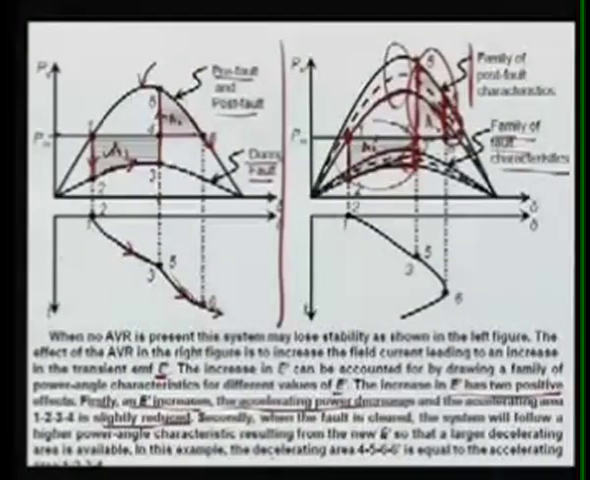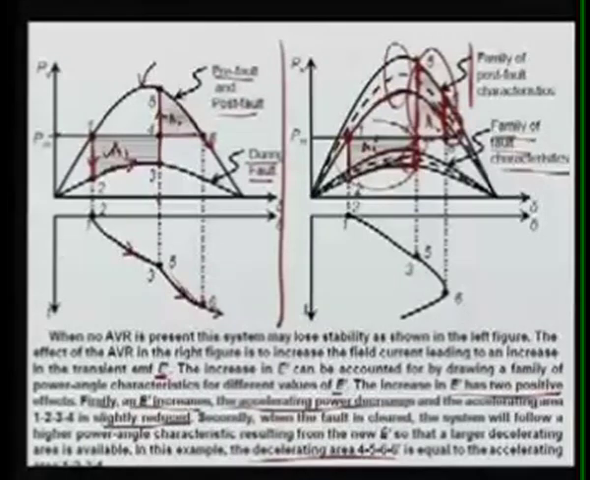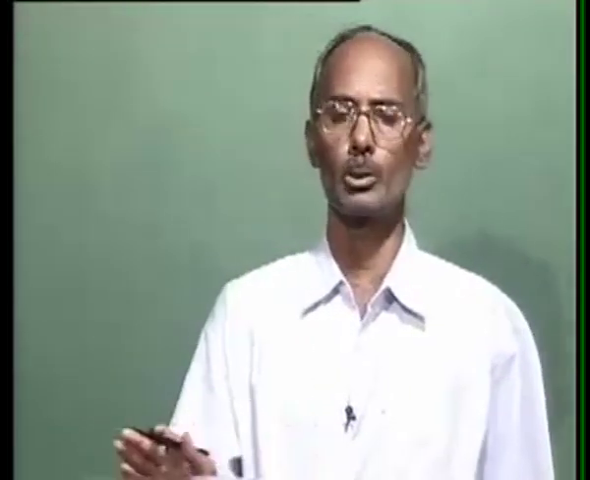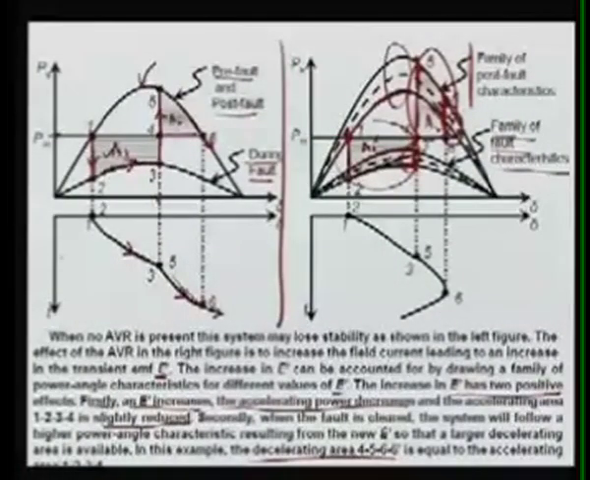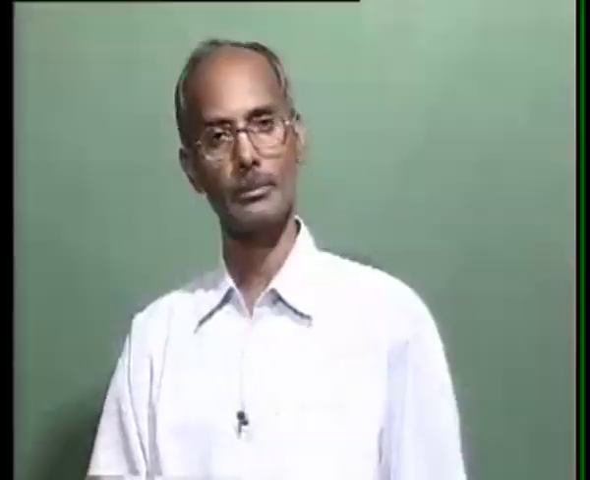So in this example, the decelerating area, that is 4, 5, 6, 6 prime, is equal to the accelerating area 1, 2, 3 here in this case. So by using this AVR, with more excitation during the fault and post fault, your system is stabilized. Once the system is stabilized, then again you can operate at its normal value. There will be no problem. So with the help of the AVR, automatic voltage regulator, we can improve the stability of the system.